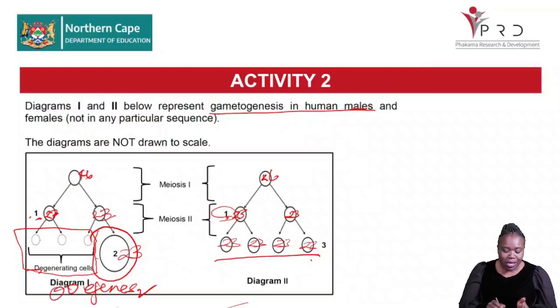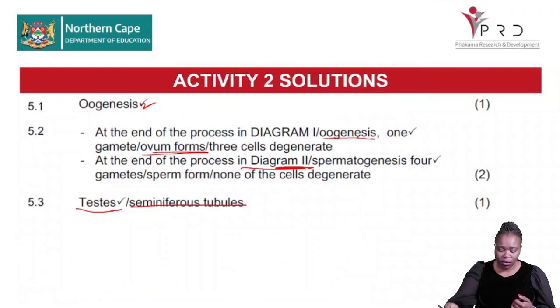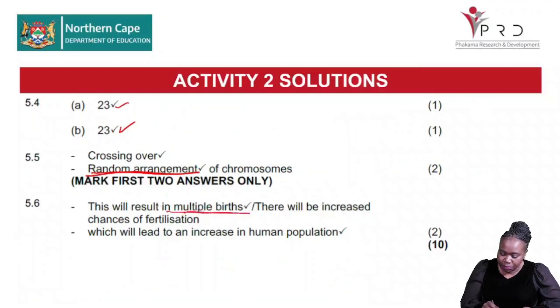So it would mean that the population size would have increased so much. We would have a high population. Actually, it would triple, right? So the population size would increase a lot. So this will result in multiple births.